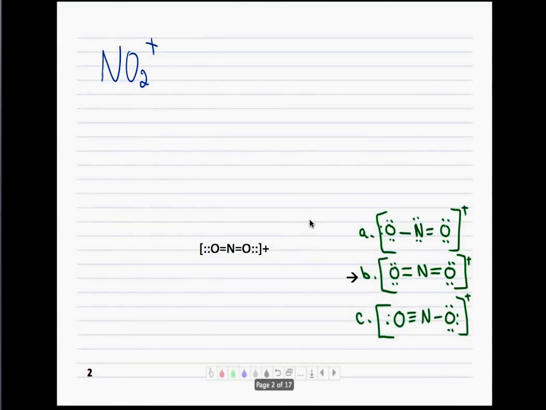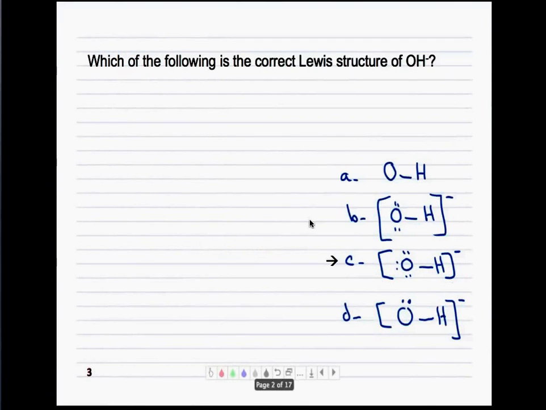So now we're gonna start with another question. Okay, so which of the following is the correct Lewis structure of OH minus, which is hydroxide, which you're gonna hear a lot about later on in Chem 112. And I'm gonna stop it at 150.